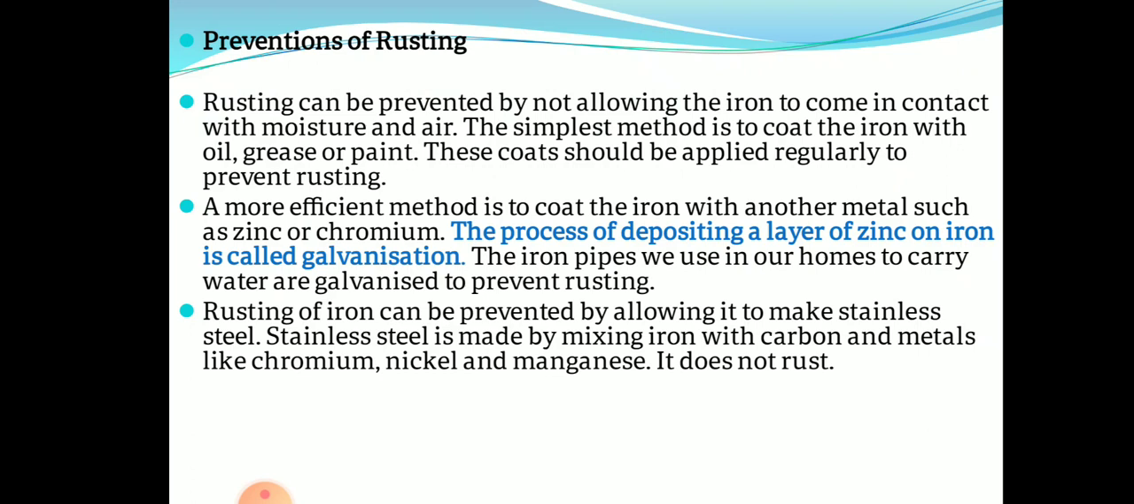A more efficient method is to coat the iron with another metal such as zinc or chromium. The process of depositing a layer of zinc on iron is called galvanization. The iron pipes we use in our homes to carry water are galvanized to prevent rusting. Rusting of iron can also be prevented by making it into stainless steel. Stainless steel is made by mixing iron with carbon and metals like chromium, nickel and manganese. So stainless steel does not rust.